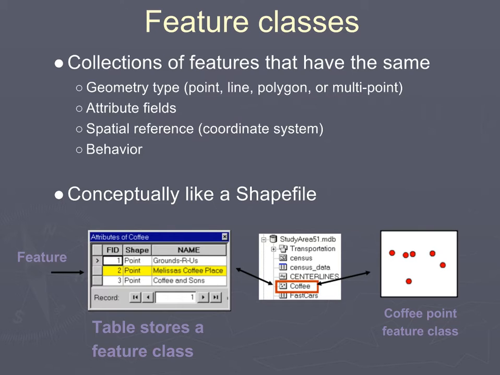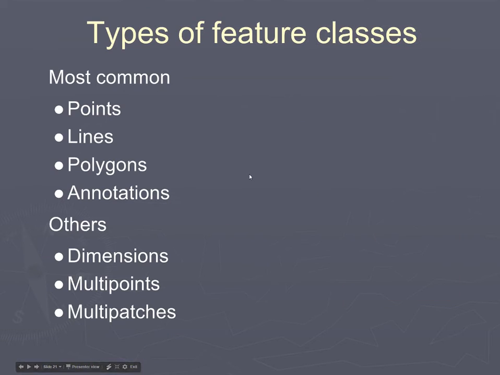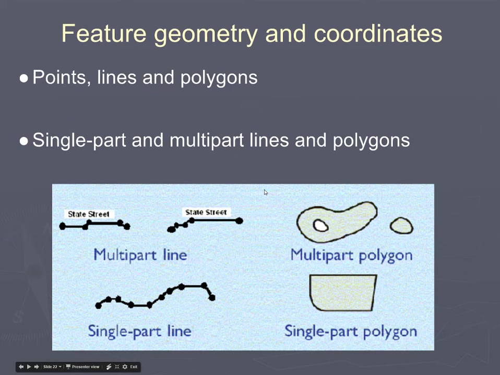So a feature class is a layer of GIS information. We don't mix points and lines in a feature class. They're either points or lines or polygons. They've got a common set of attributes like a name, and they have a spatial reference. So the types of feature classes, points, lines, polygons, and annotations are the most common, but you'll also see some advanced things like dimensions, multi-points, and multi-patches.